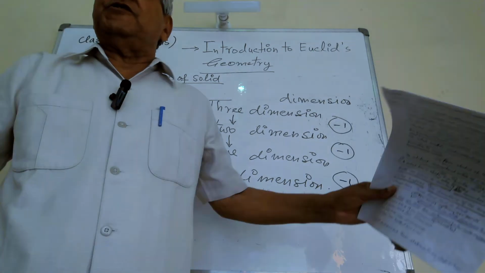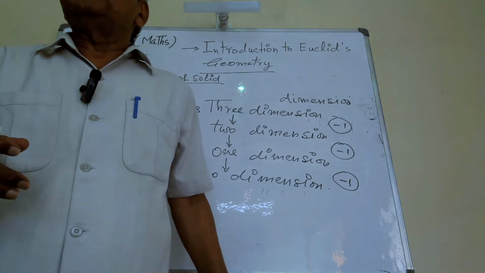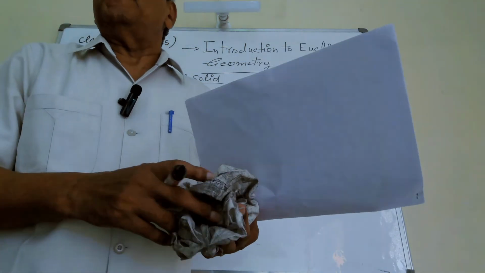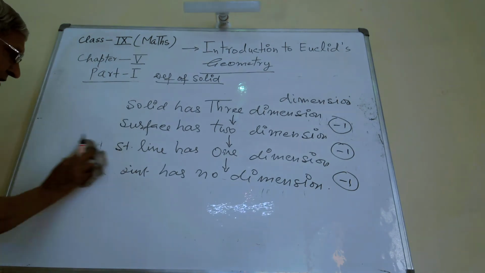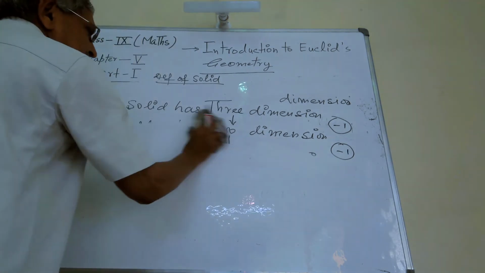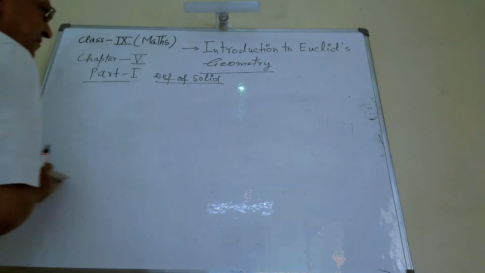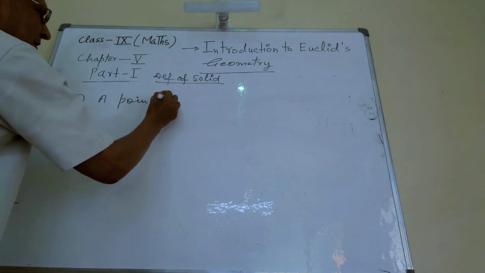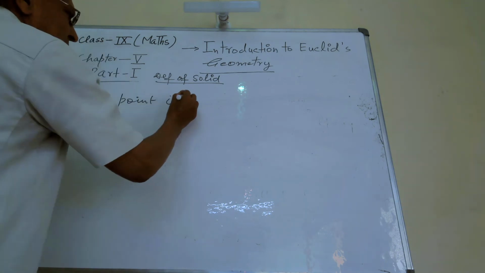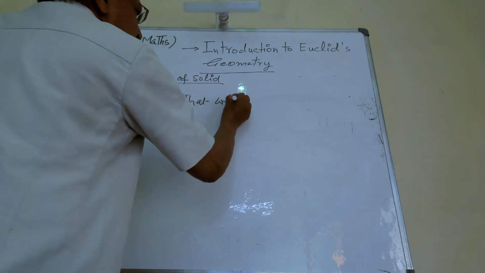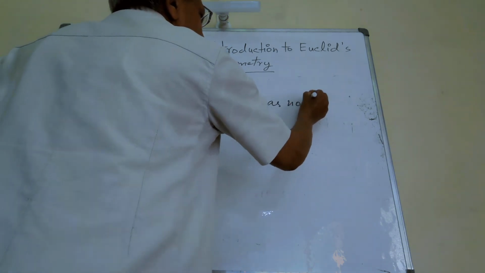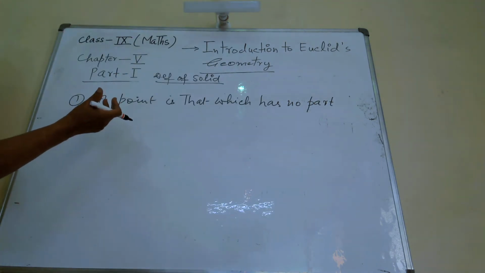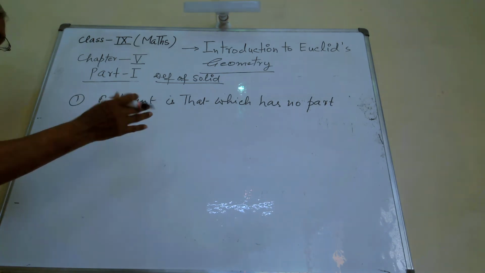And he summarized all the assumptions he gave in his definitions. He again defined some points. I am defining those points also before you. He defined first a point. A point is that which has no part. He told about the definition of point: point has no part.